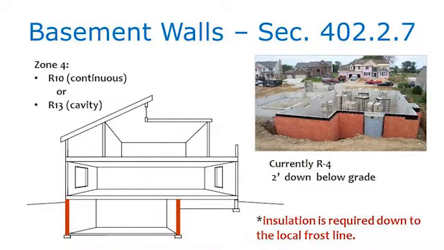Now, basement walls, there are some requirements around those as well. For basement walls, it's important to know that in climate zone 4, R10 continuous insulation or R13 cavity insulation is required on the basement walls. That only is required to go down to the frost line. That's different from the 2009 IECC.